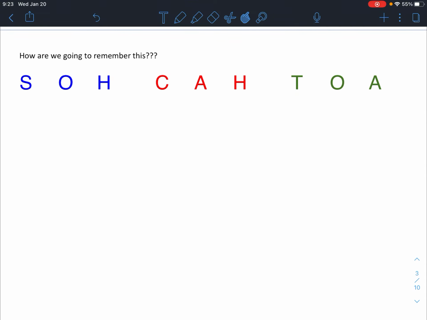So how are we going to remember all that? Well, there's a fancy made-up word that people made up a long time ago to help us remember this. And that is read SOHCAHTOA. So the word is read SOHCAHTOA. Okay, and how does that help? Well, let's take a look.